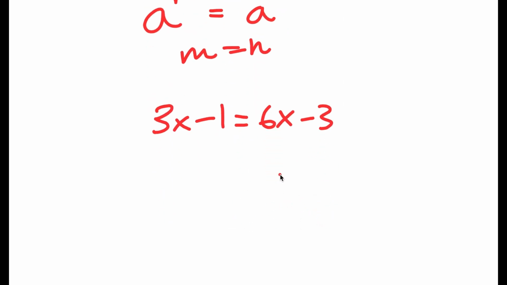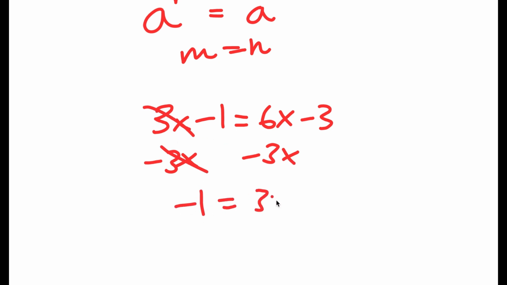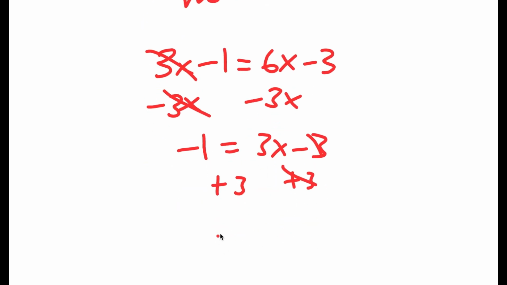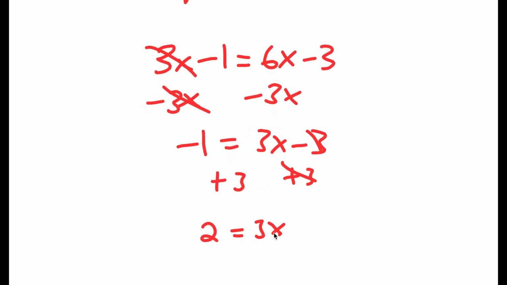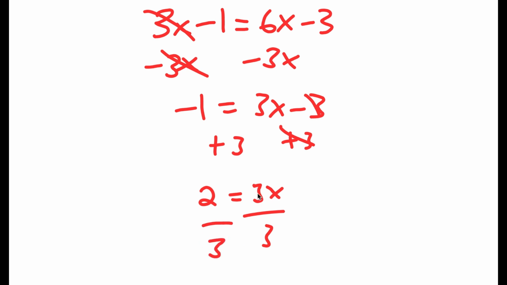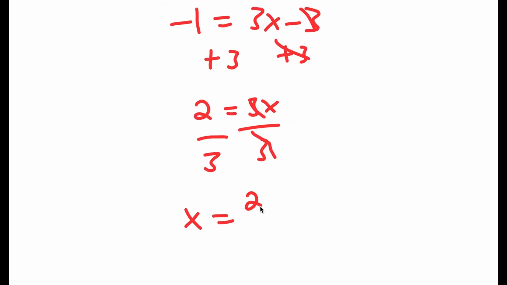So we have a simple equation here. And to solve this, I'm going to first start by subtracting 3x on both sides. So I get negative 1 is equal to 3x minus 3. If I add 3, I get 2 is equal to 3x, meaning x is equal to 2/3.